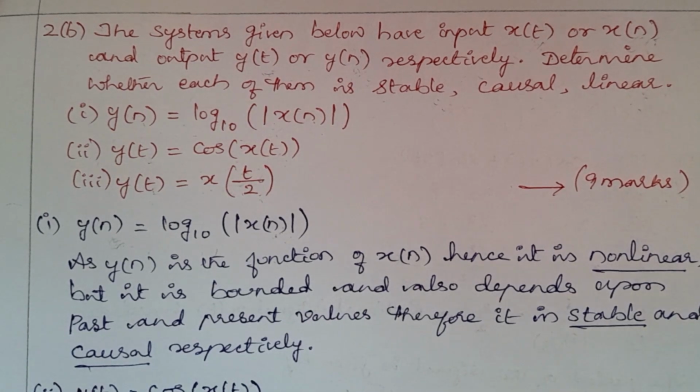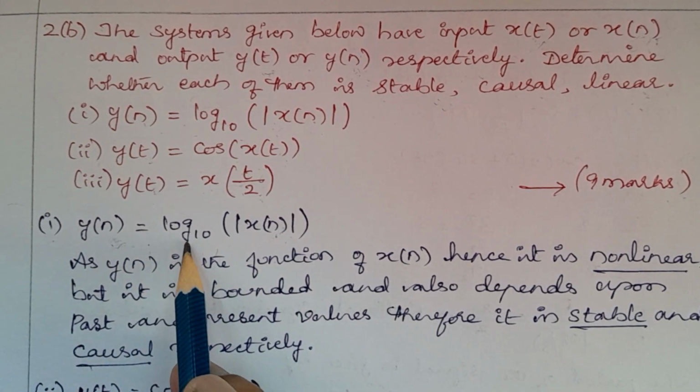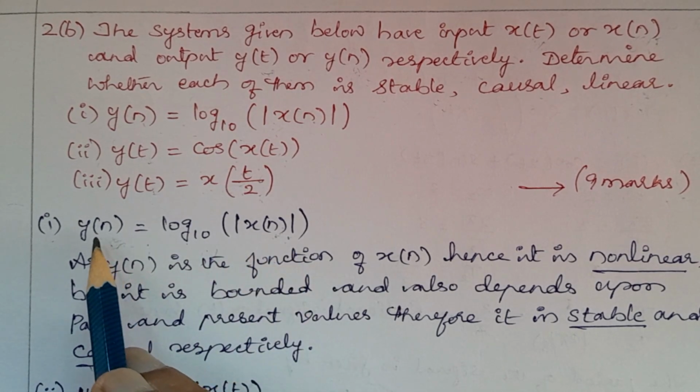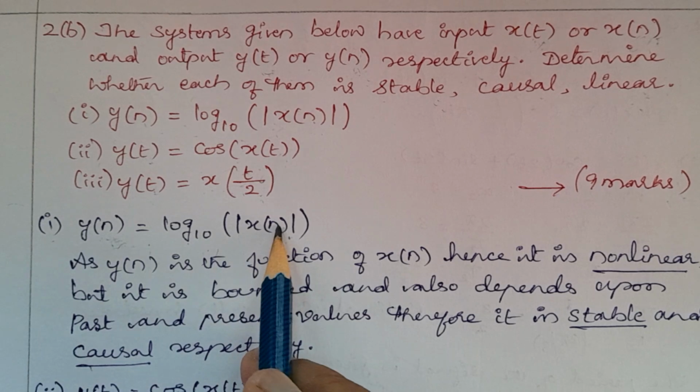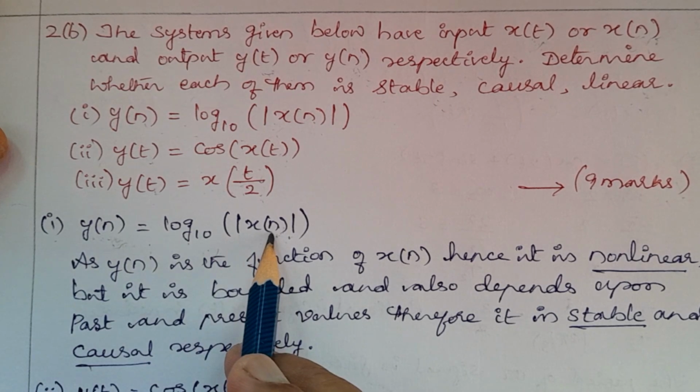These are the definitions or properties of systems. Okay. In the first problem, y of n equal to log base 10 of mod of x of n. This y of n is a function of x of n. Hence it is non-linear, as the output depends upon the input.